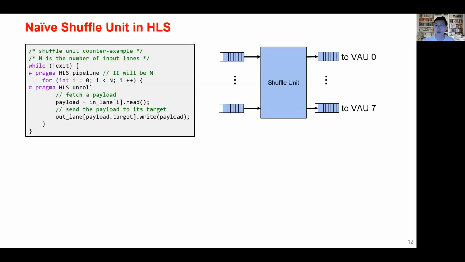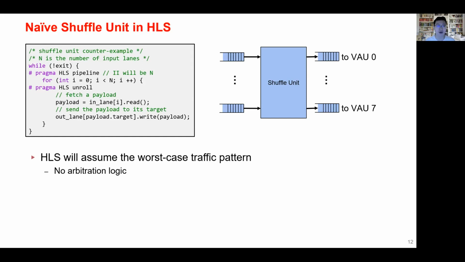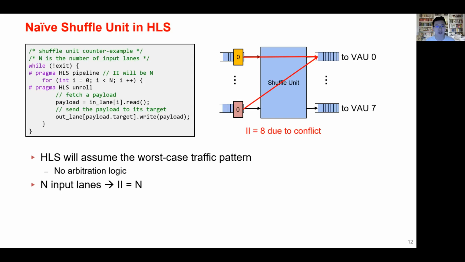As for implementing the shuffle unit in HLS, it is not an easy task. Here is an example of a naive shuffle unit written in HLS. When this design is pushed through the HLS flow, the tool will assume the worst-case traffic pattern and process all the input lanes sequentially. This is because there is no arbitration logic written in the HLS code. As a result, if we have n input lanes, the pipeline II of the shuffle unit will be n. So we will have very poor performance.